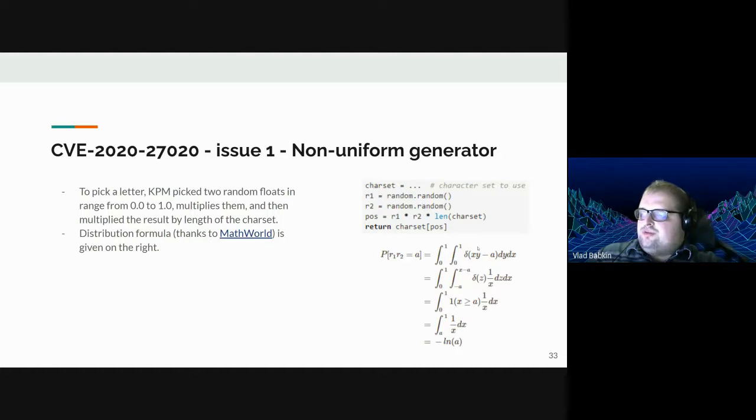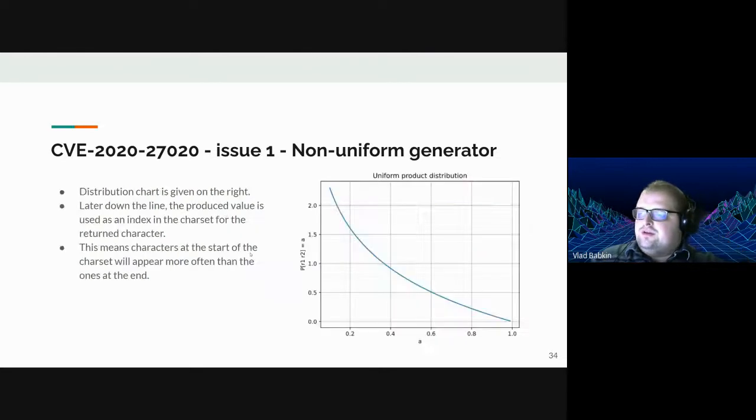The distribution formula I gave on the right. But even without looking at the chart, we can understand that something at the beginning of the character set will be generated much more often than something at the end, because when you multiply two numbers between 0 and 1, they tend to get smaller. The result is smaller than either of the numbers, so it's going to lean towards the beginning of the character set. And here is the actual distribution. We see from the chart that what I just said is correct. Characters at the start of the character set will appear a lot more often. And the question is just why?